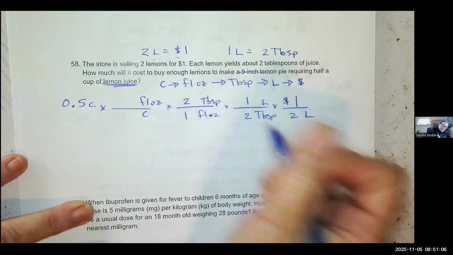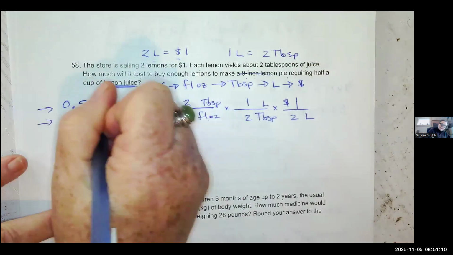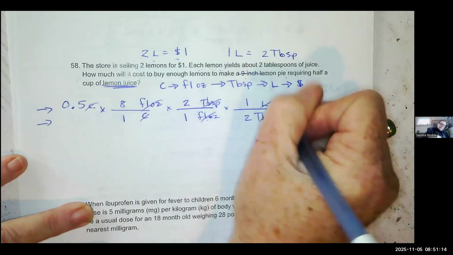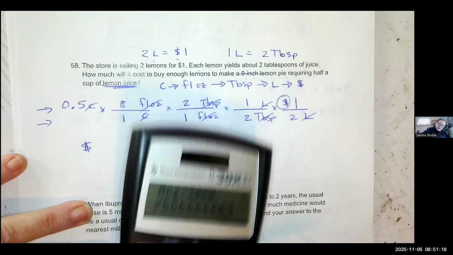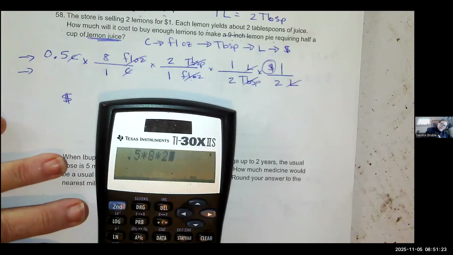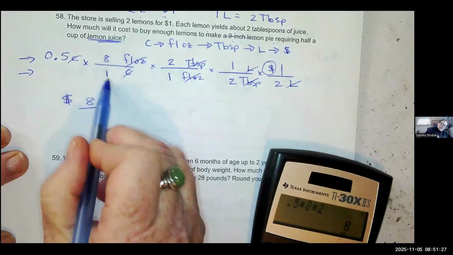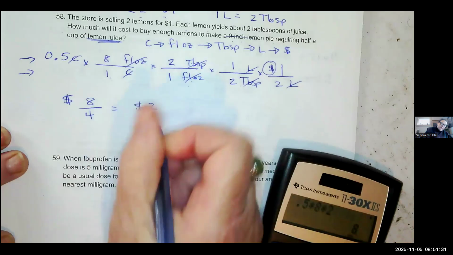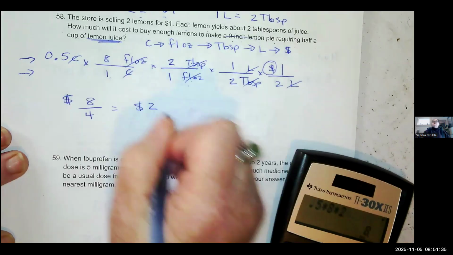Multiplying straight across. Cups are gone, fluid ounces are gone, tablespoons are gone, lemons are gone, and we're left with money. Fantastic. We've got 0.5 times 8 times 2 equals, and that's 8 over 2 times 2 is 4. So it's $2. The question is, how much will it cost to buy enough lemons? It will cost $2 to buy enough lemons. Again, you would require a sentence.